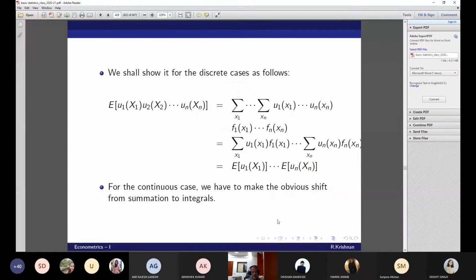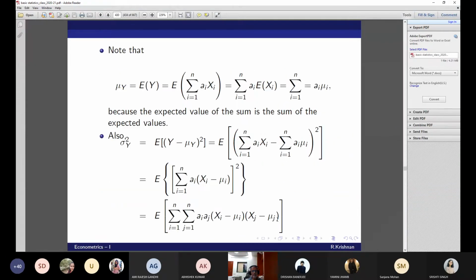This is the so-called proof. For the continuous case, we have to make the obvious shift from summation to integrals. Note that mu y is equal to the expected value of the sum of ai xi. Take ai out, so the expectation is the sum of ai mu i, because the expected value of the sum is the sum of the expected values. Sigma square y is given by this.